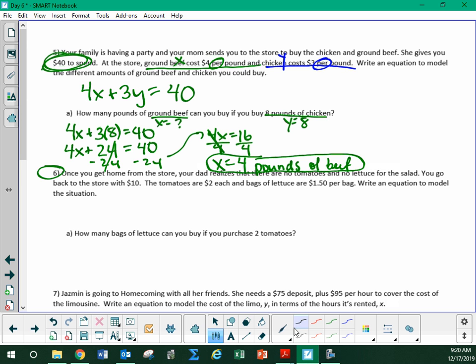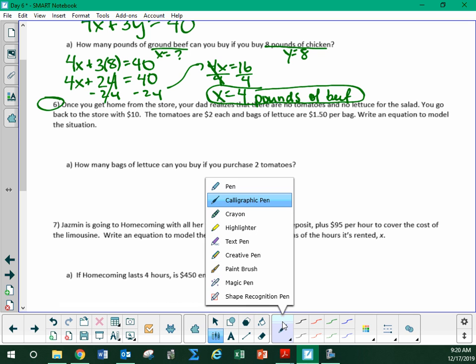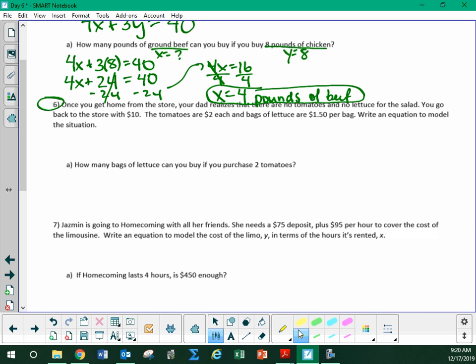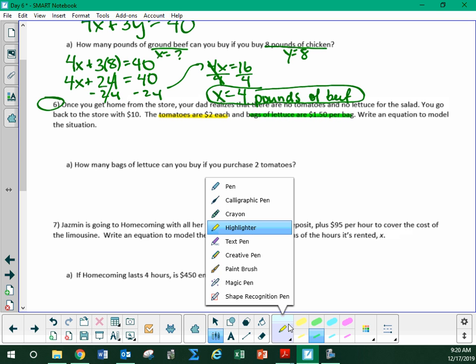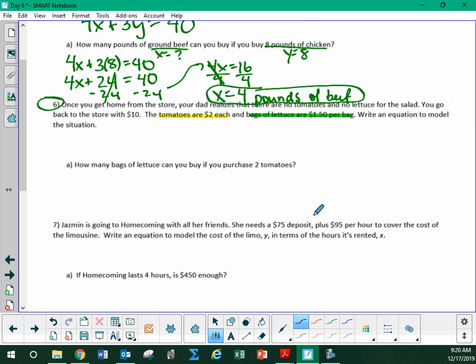All right, so for number 6 here, how many rates did we have? 2, good. Tomatoes are $2 each, and bags of lettuce are $1.50 each, or per, which means that it's a rate. And we have a total of $10. So I'm going to call tomatoes x, lettuce y. So my equation would be 2x plus $1.50 per y equals a total of 10.